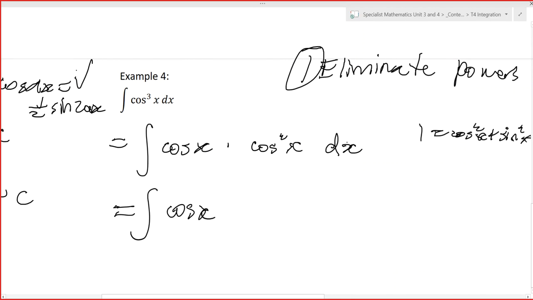So cos squared plus sine squared equals 1. So I'm going to rearrange that so cos squared is by itself. So I'm left with 1 minus sine squared x dx.